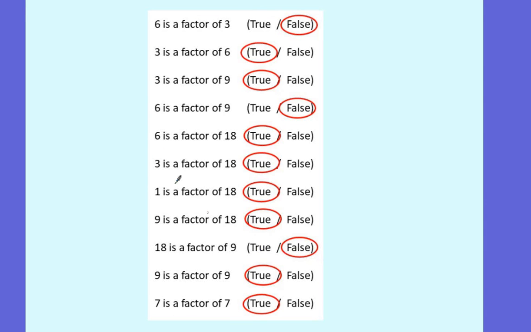Okay, so the answers we were looking for: 3 is a factor of 18 because I can do 3 times 6 to give me 18. 1 times 18 gives me 18, so 1 is a factor. 9 times 2 gives me 18, so 9 is a factor. 18 times, I can't multiply it by a whole number to give me 9, so that one's false. 9 times 1 would give me 9, so that's true. And 7 times 1 would give me 7, so that one's also true.